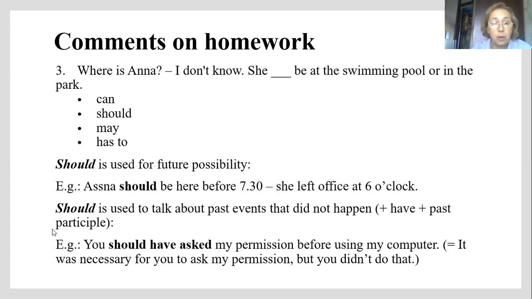And should is also used to talk about past events that did not happen: should plus have plus past participle. Like in the example, you should have asked my permission before using my computer. And this have plus past participle emphasizes that the action was in the past. It means it was necessary for you to ask my permission, but you didn't do that. This is about past events. And in our sentence, we are speaking about a present situation. That is why it's better to use can here.